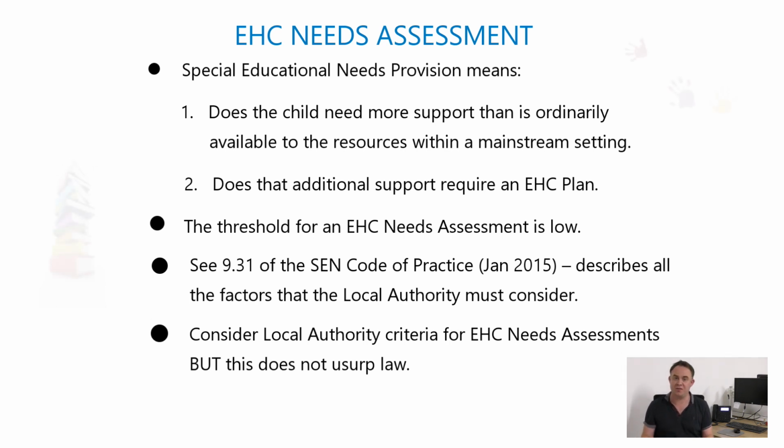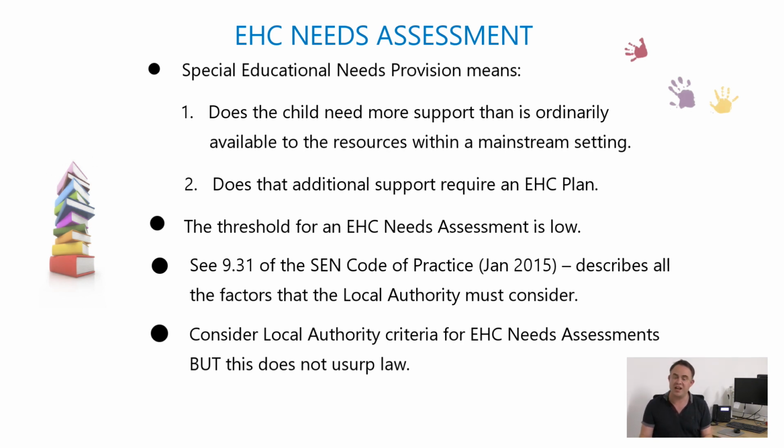The second aspect of the test is a need to show that the child requires special educational provision, and that's generally regarded as resources that are additional to those that are ordinarily available within a mainstream school. So what essentially the local authority has to ask itself is, on a balance of probabilities, is it likely that the child's going to need more support than the educational setting can provide? And that's an important thing to think about.